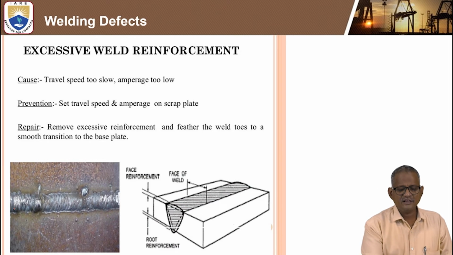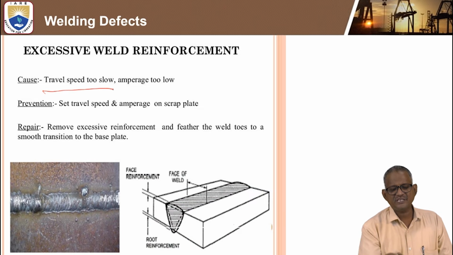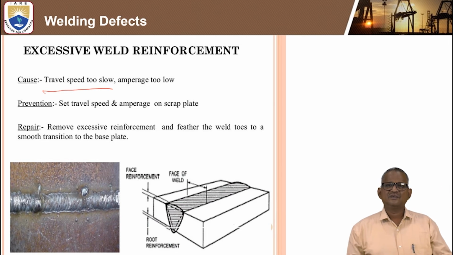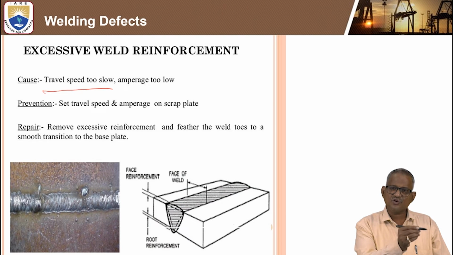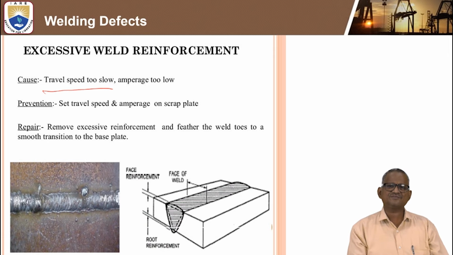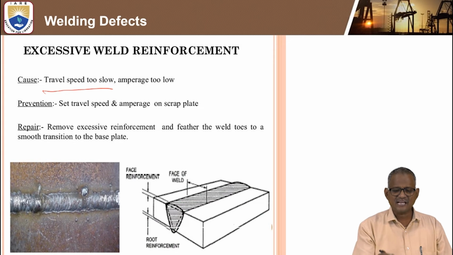Here also the main cause is that the travel speed is very slow. Previously the speed was very fast, now it is slow. More metal falls on the surface itself. That is why you should set the travel speed.